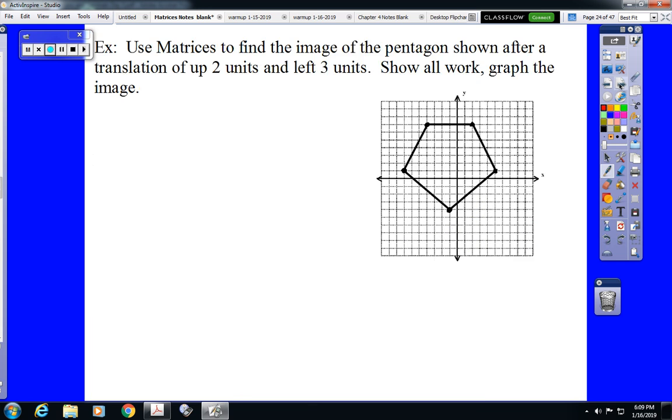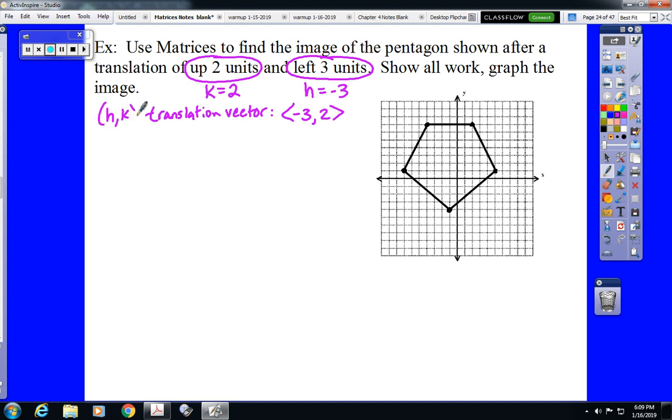Let's do another one. So here's a pentagon. We're being asked to use matrices to find the image of this pentagon after a translation up 2 units and left 3 units. So up and down is our K. Up is positive, so K is 2. Left and right is our H. Left is negative, so H is negative 3. So our translation vector would be, again, HK, negative 3, 2. It's always HK.